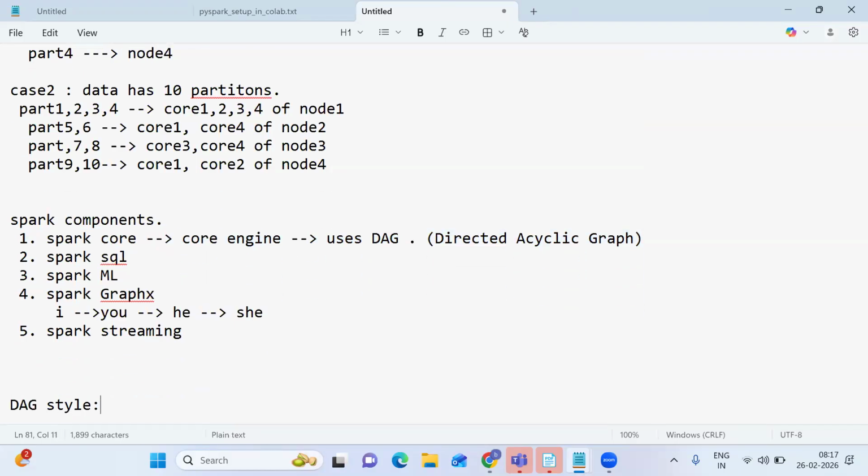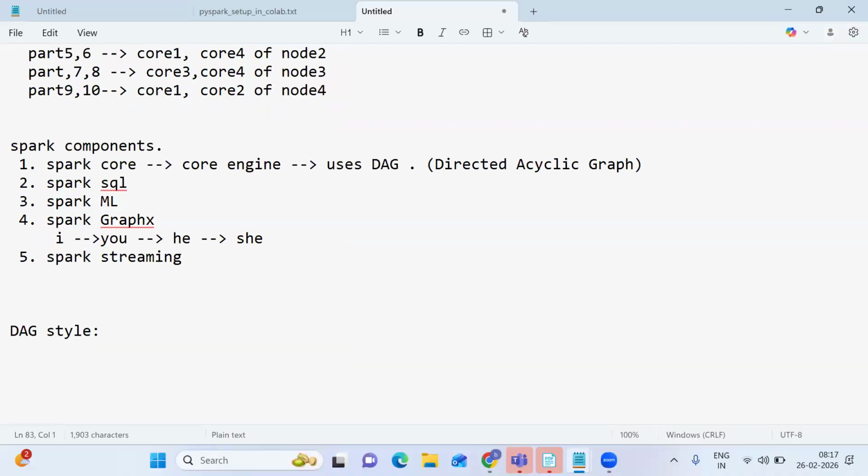A small example, DAG style, sir. In Spark, the data objects are called RDDs, resilient distributed data sets. Forget about the code for now. Let's say the file is sales. This is RDD1. RDD2 second object.